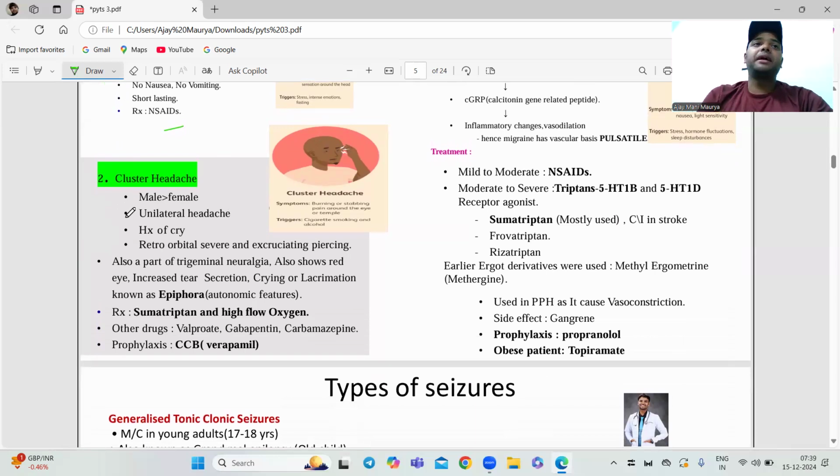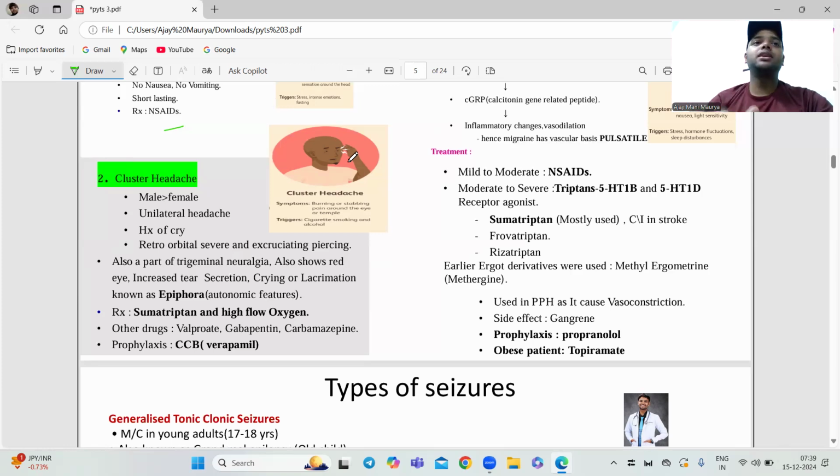It shows retro-orbital, severe, excruciating, piercing pain, like someone is piercing you with a needle. It is also a part of trigeminal neuralgia. It also shows red eye and increased tear secretion, crying or lacrimation, known as epiphora.